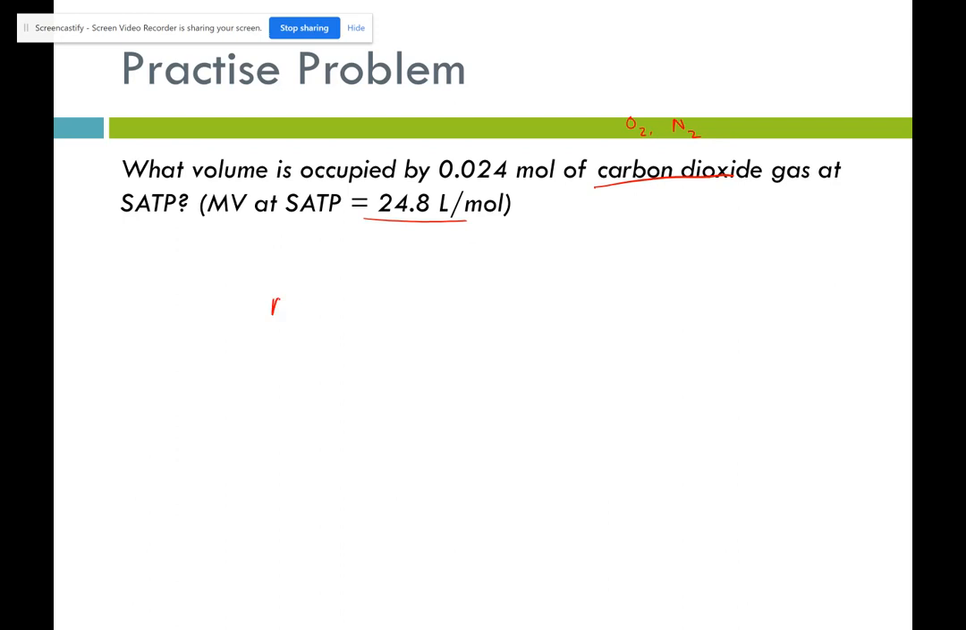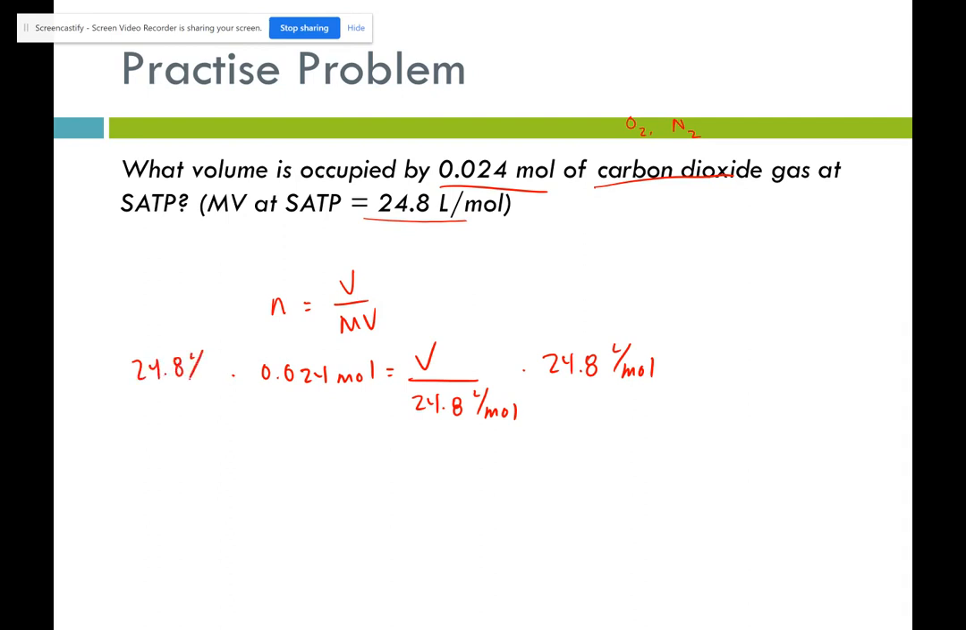So do the same thing. Moles is volume divided by molar volume. My moles is given to me in the question here, 0.024 moles. I don't know the volume, that's what I'm asked to calculate, but I do know the molar volume at SATP is 24.8 liters a mole. So to get volume by itself, I'm going to multiply both sides by 24.8 liters a mole to cancel this out and get volume by itself. So volume would be 24.8 liters a mole multiplied by 0.024 moles.